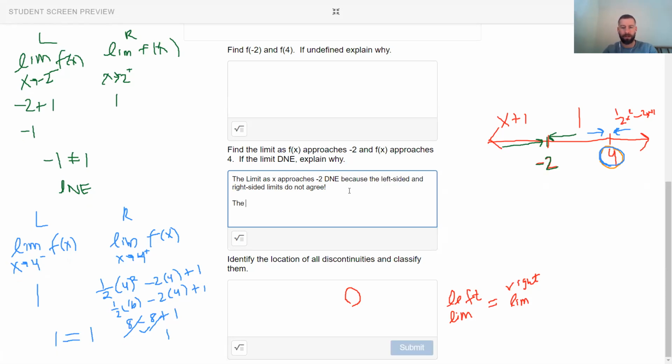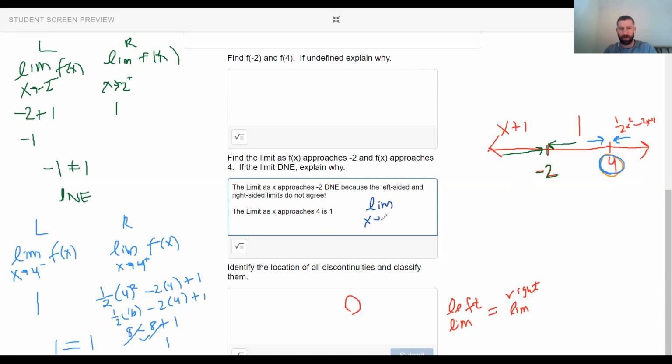So the limit as x approaches 4 is 1. Okay, and what I could say here, if I had to write this out by hand instead of typing it into the box, I would say the limit as x approaches 4 of f of x is equal to 1. That's how I'd write it, like mathematical notation, right? Limit notation.